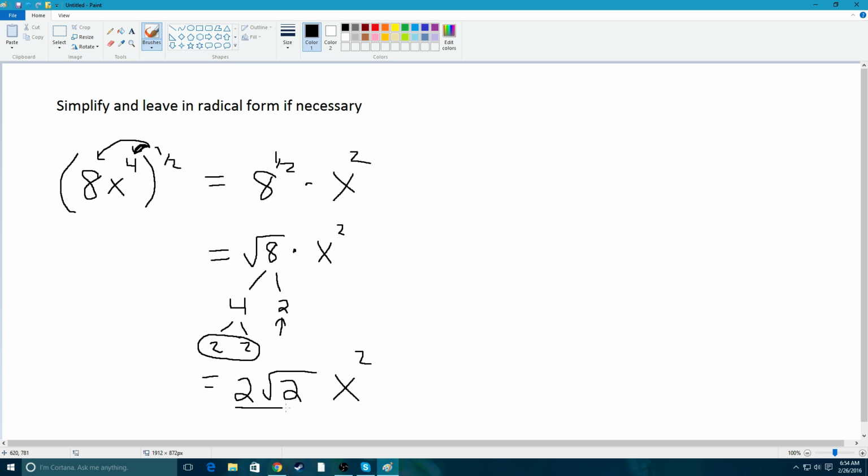Okay. So this could be your final answer. You could also rewrite it to put the x squared in front so you don't get confused with the square root. So we can say that this is 2x squared square root of 2. Don't forget your roots.